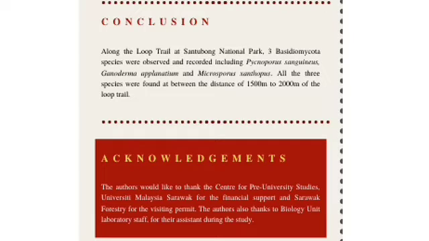So as a conclusion, throughout the loop trail at Santubong National Park, we found 3 Basidiomycota species. We observed and recorded them, which are Psychosporus sanguineus, Ganoderma aplanatum, and Microsporus centophus. All 3 species were found around the distance of 1,500 meters to 2,000 meters along the loop trail.